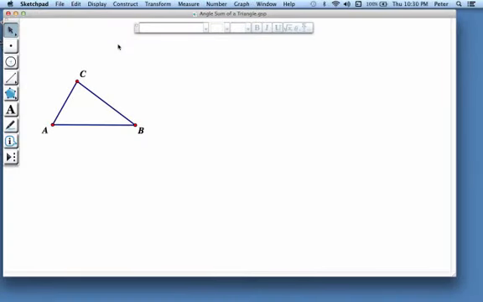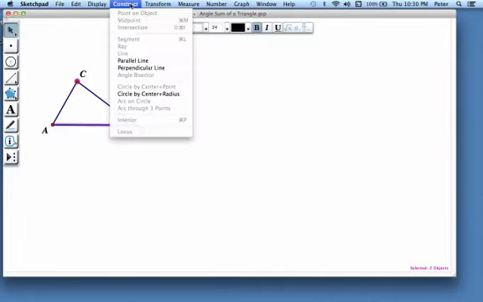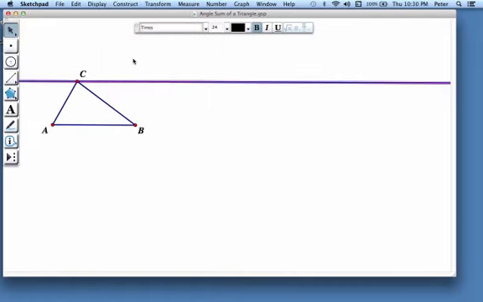Let's say that I'm given triangle ABC, and I construct a line through C that is parallel to AB. We can do that because of Euclid's fifth postulate. Now that's going to create 3 angles. Let's label those angles X, Y, and Z.